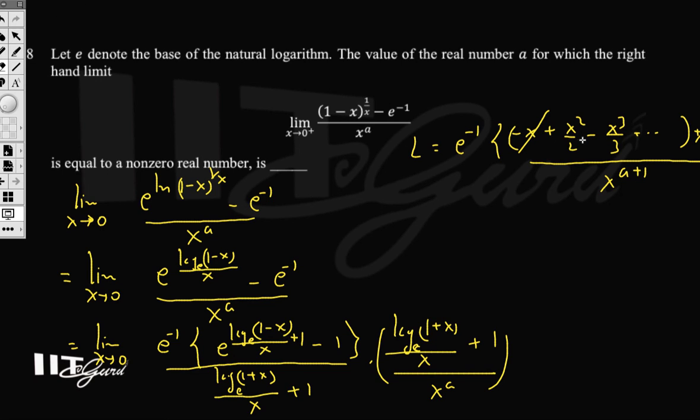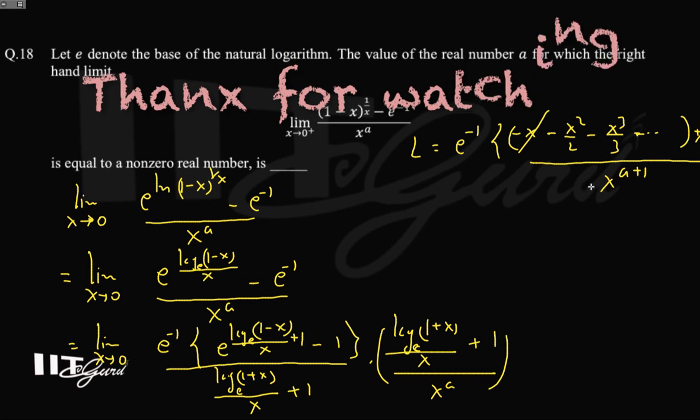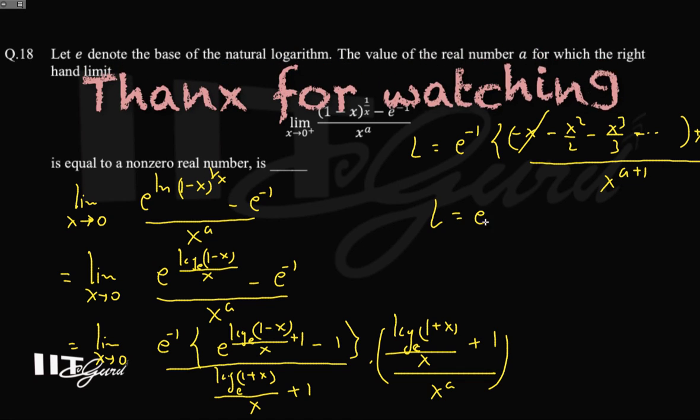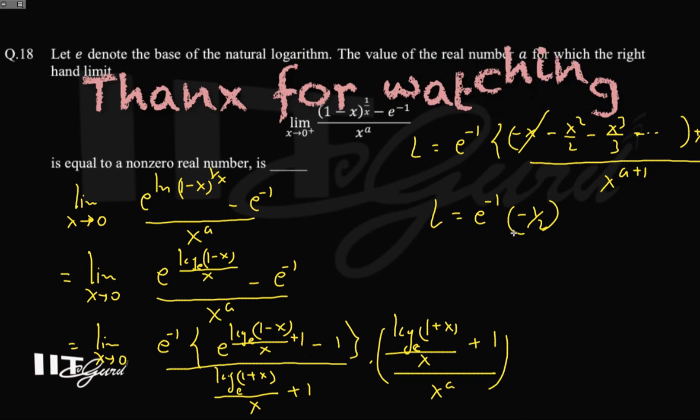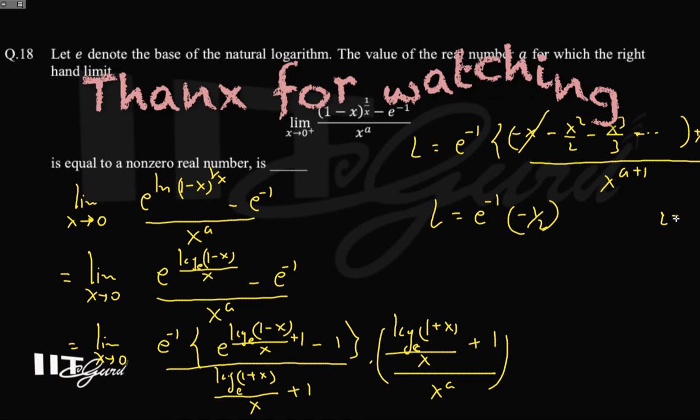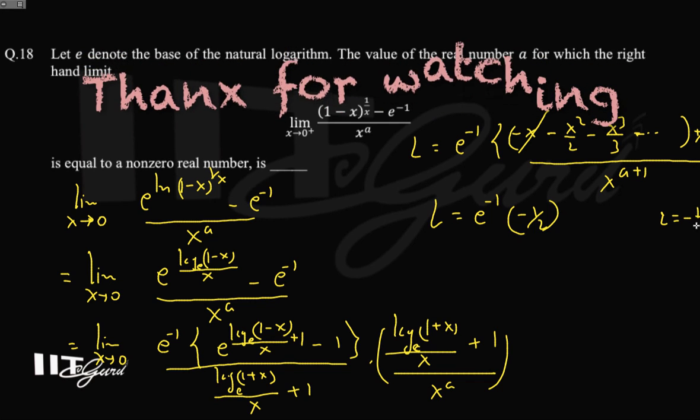If you see, this term is also negative: x, minus x square, minus x cube, all terms will be negative. So you see here that x and x are left, and finally we conclude x to the power a plus 1. So for the limit to exist, the value of L will be e power minus 1, and the result will be left with minus 1 by 2. So the limit value L is equal to minus 1 by 2e.